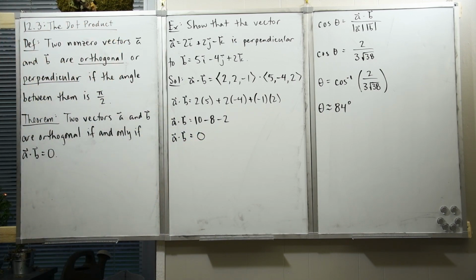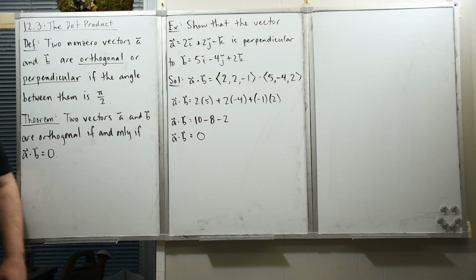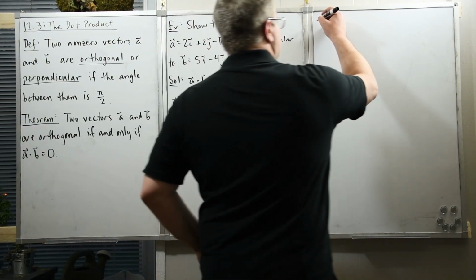which means that according to the previous theorem, these vectors are orthogonal, and they're non-zero vectors, so they're hitting each other at 90 degrees, or at pi over 2 radians. Alright, so next we'll be taking a look at direction angles.